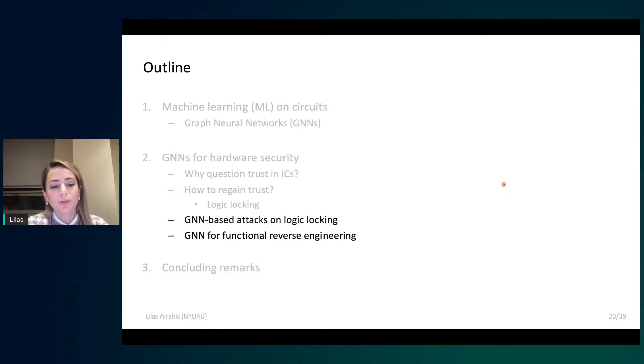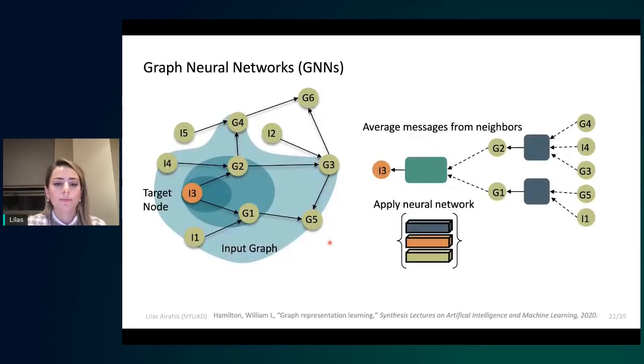So now I'm going to discuss our GNN-based attacks that we have developed on logic locking, and also our GNN for functional reverse engineering platform. So this is something I have showed earlier. I have shown you that using a graph neural network, we will be able to generate an embedding for each node based on its neighborhood.